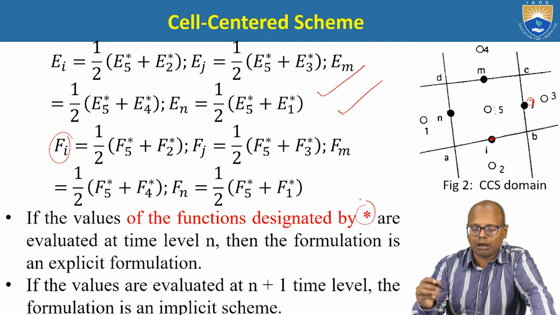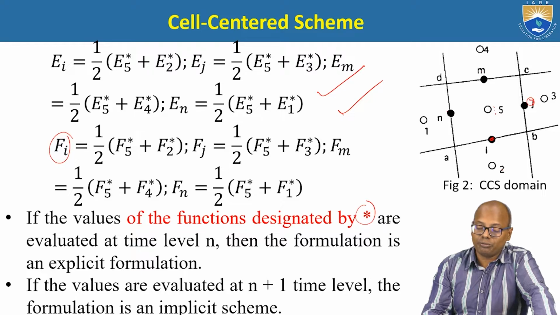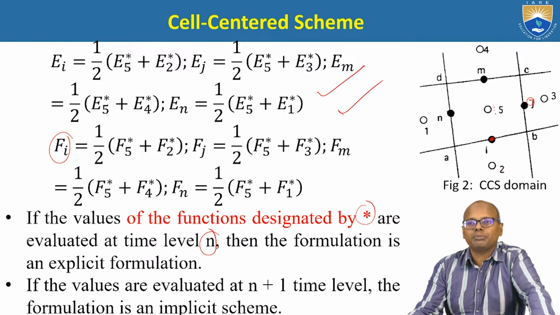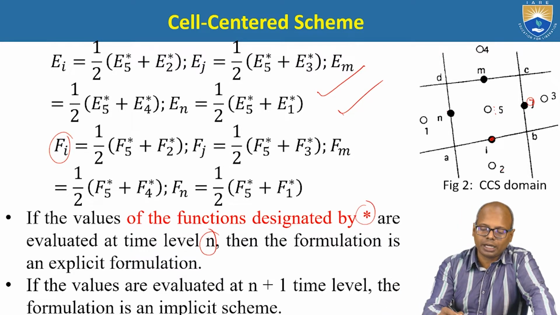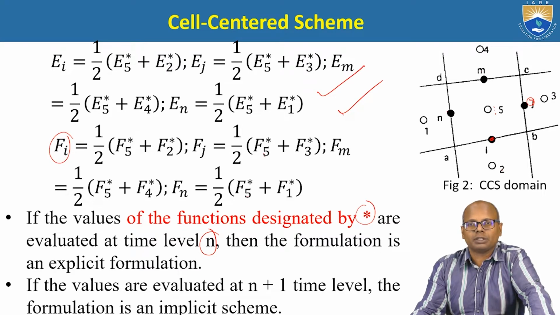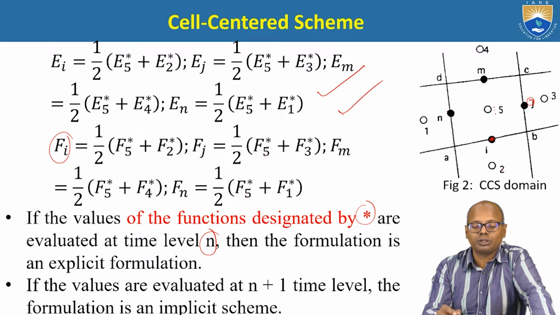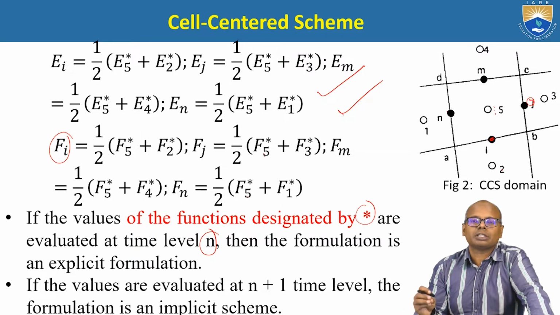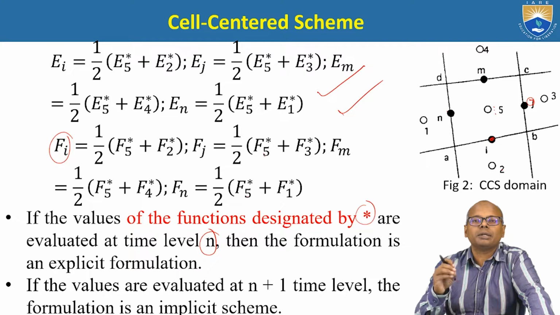Now, what is this star indicating? It can be of time interval n, or it can be of time interval n plus 1. Now, if I take the values of F1, F2, F3, F5 at the nth level, because the nth level is known, it is called explicit formulation. Suppose if I am taking the values of 1, 2, 3, 4, 5 of F at time interval n plus 1, because at the n plus 1th time interval I don't know these values, it will become an implicit scheme.